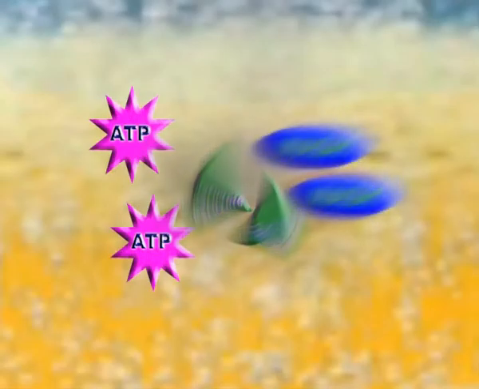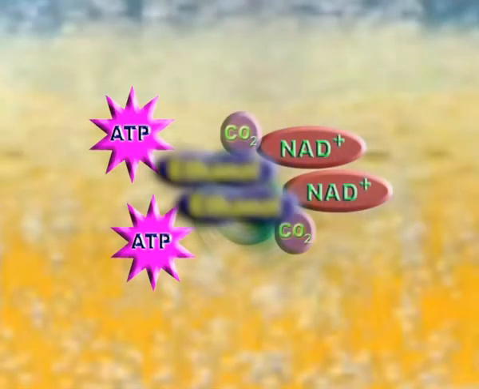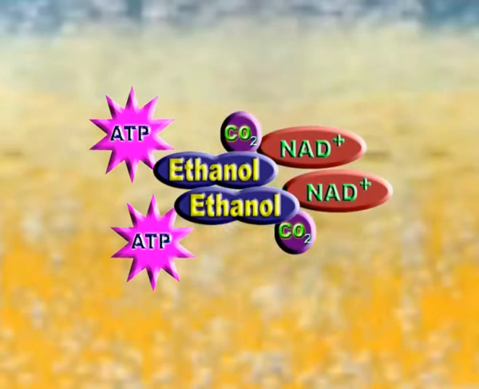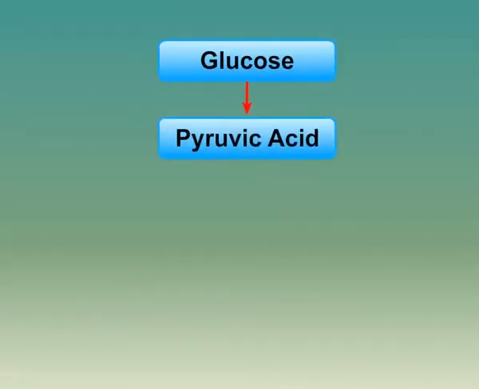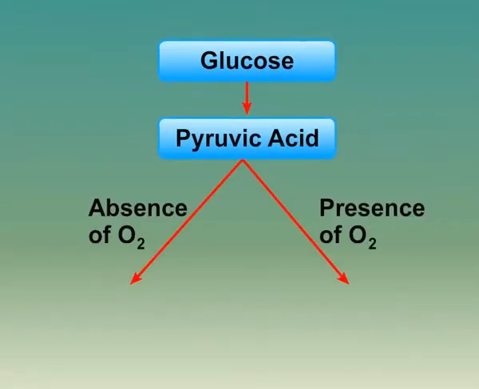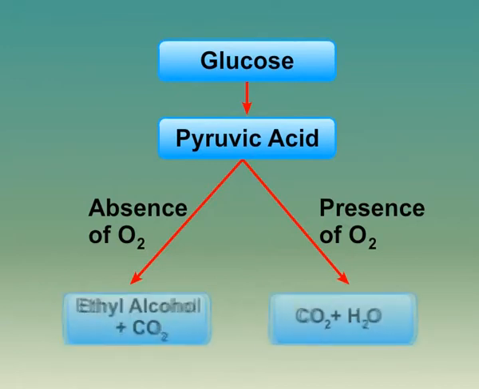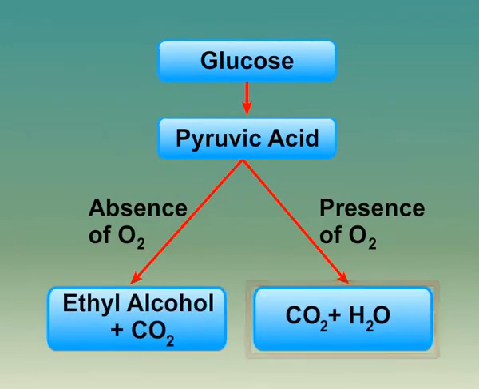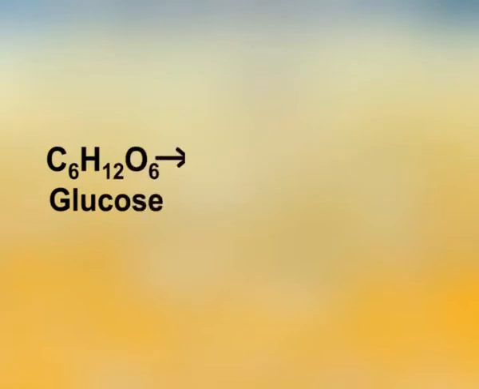Acetaldehyde is then reduced to ethanol by accepting hydrogen from NADH2 produced during glycolysis, whereas in the presence of oxygen, we know pyruvic acid breaks up into water and carbon dioxide, releasing lots of energy. We can summarize alcoholic fermentation in an equation as shown here, where glucose breaks down into ethyl alcohol and carbon dioxide.